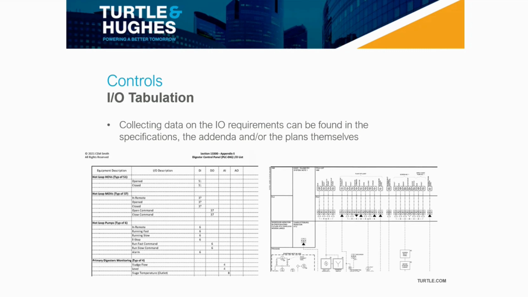Okay. You may not have such a table either in the specification or in the appendix to the specification. It may be in the drawings. And that's what's shown there on the right. So you may have to go into the actual drawings and they will break it out by showing what's going into the PLC and what points are going to be displayed in the HMI.